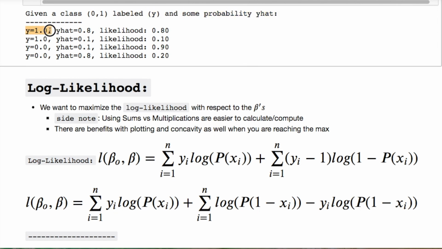I'm giving my label as 1. I have an 80% probability of this occurring. My likelihood is 80%. I have some label of 1, my probability of 0.1, likelihood of 0.1. You get the drift, right? But label of 0, probability of 10, likelihood of 90%. Label of 0, probability 80%, likelihood 20%.